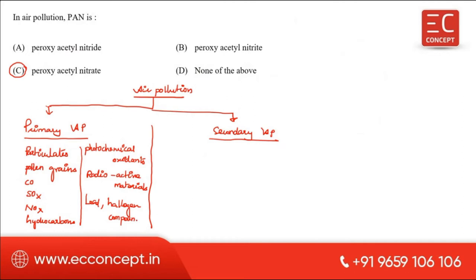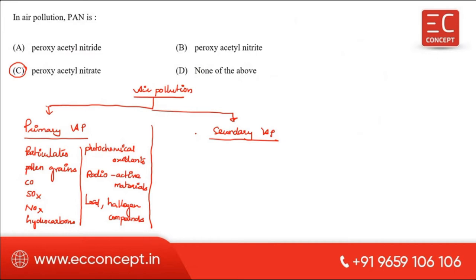The primary air pollutants. They will ask you which one of the following is a primary air pollutant or a secondary air pollutant. This is a repeated question which was asked in some of the examinations, so you can expect it in the upcoming years.